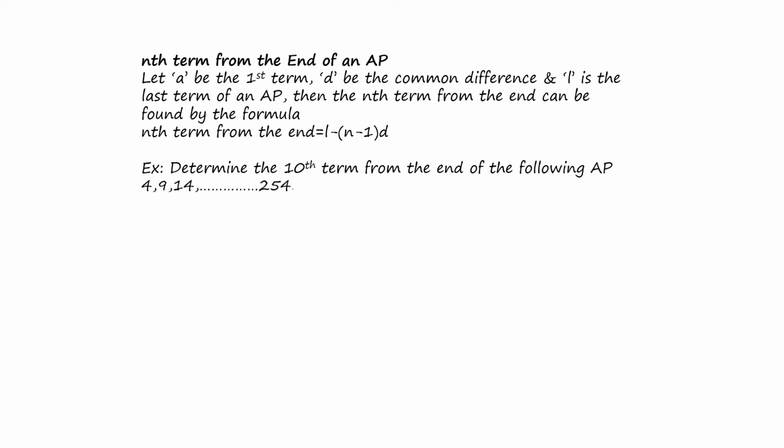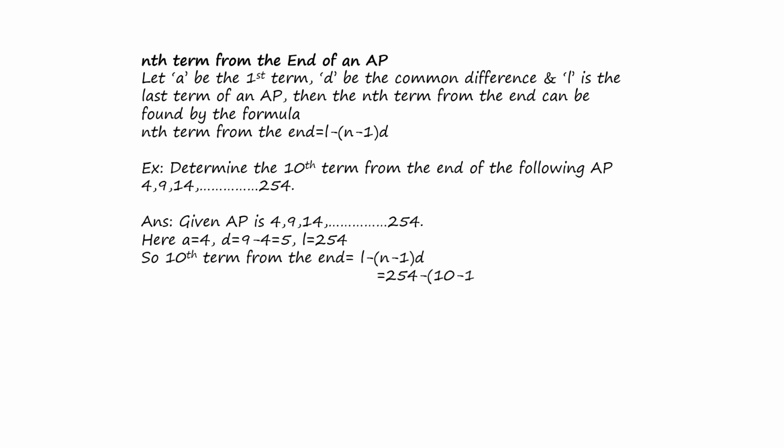Determine the 10th term from the end of the following AP. The AP is 4, 9, 14, continues up to 254. So here A is 4, D is 9 minus 4 or 14 minus 9, which is equal to 5, and the last term L is 254. We have to find out the 10th term from the end. So as I said, here A is 4, D equals 5, and L is 254. So by putting the respective values in the given formula, we can find the 10th term from the end.